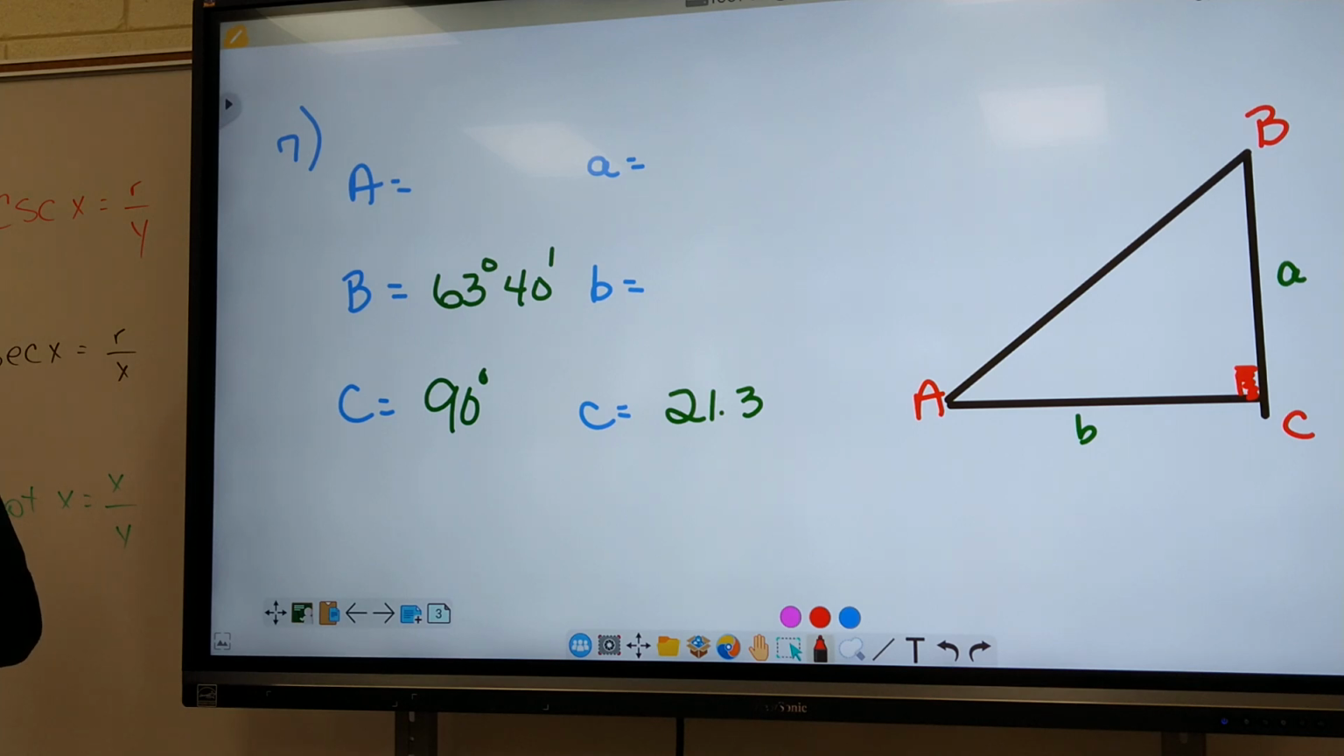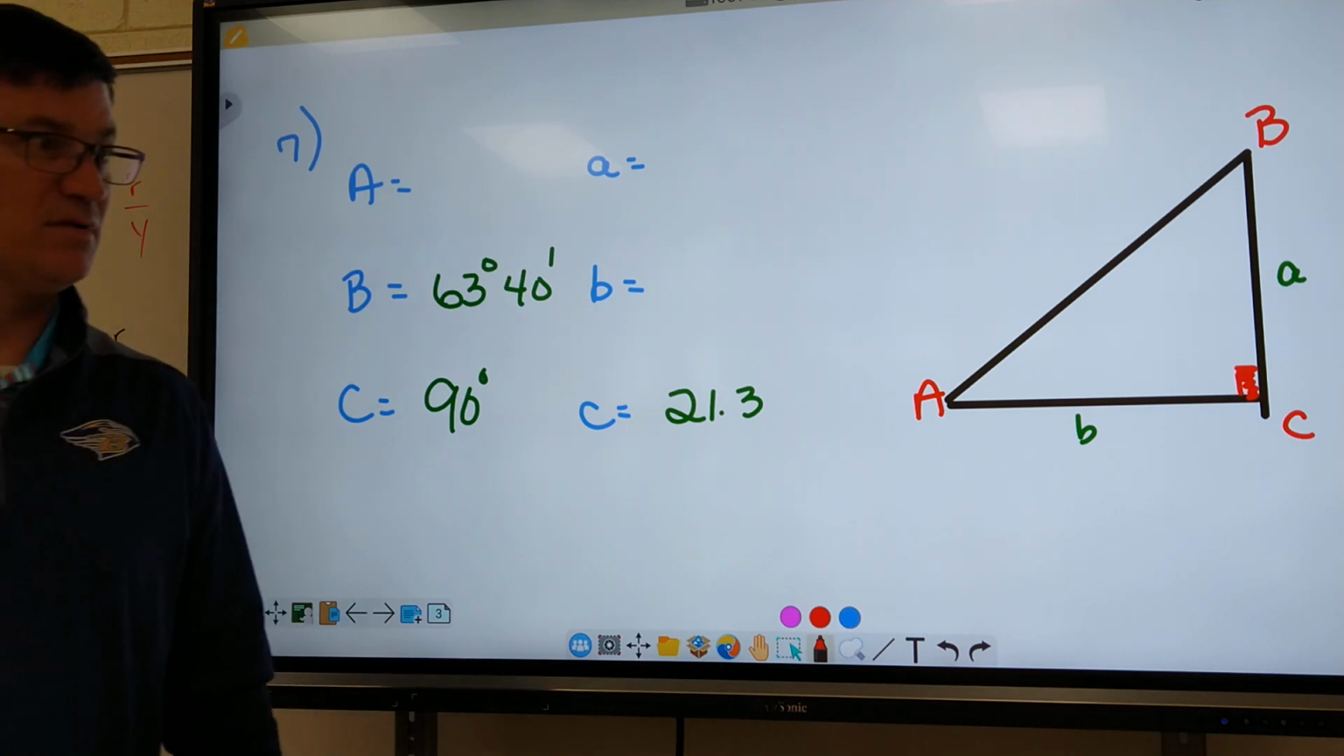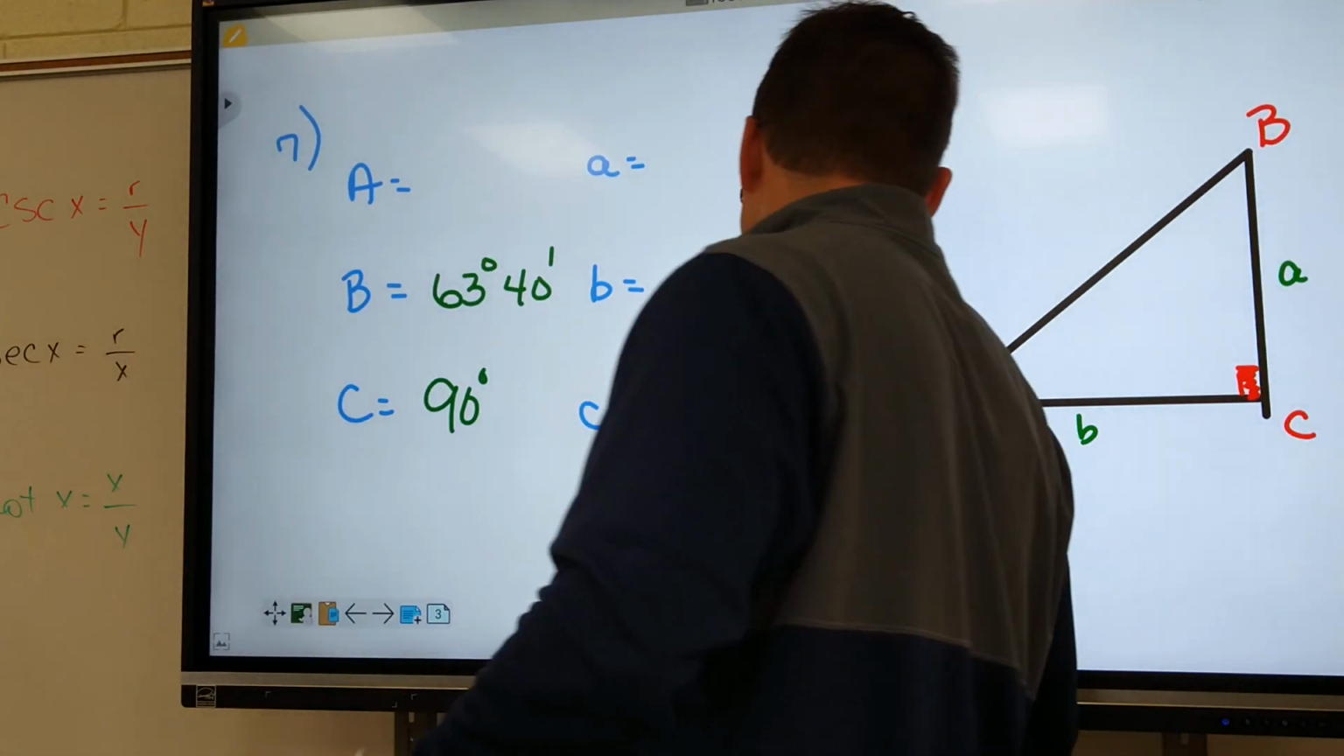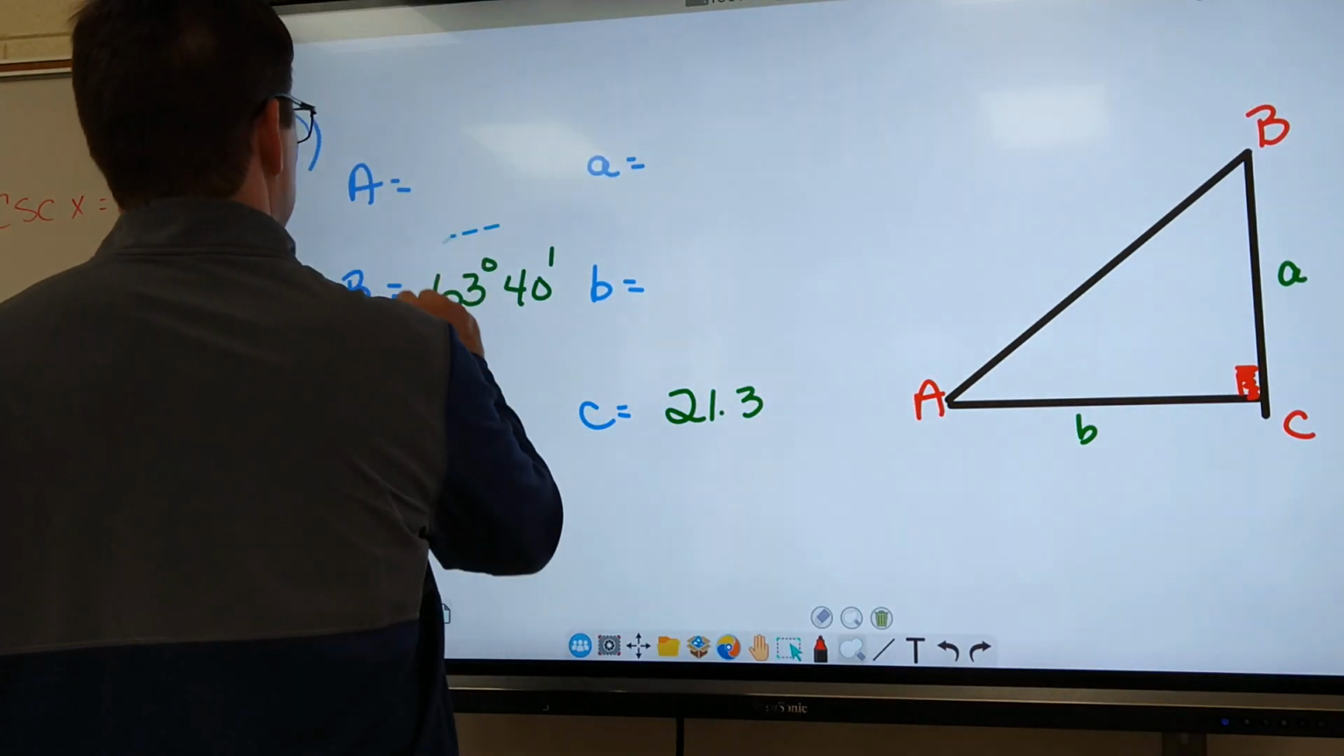Wait, this is number 7? Is this number 7? No. What in the world? What number is that? It gave you A instead of B. I got you. All right, my mistake.